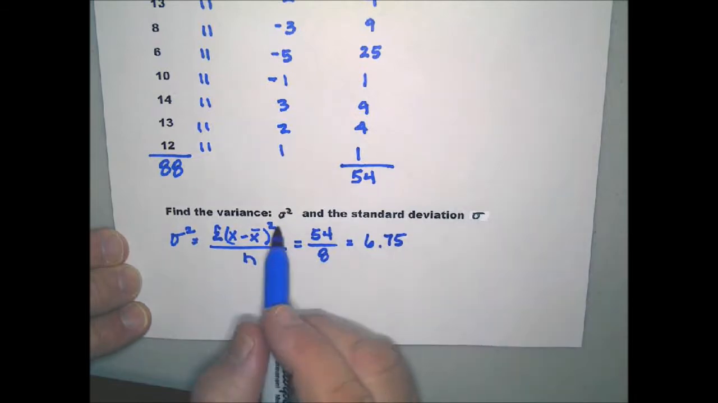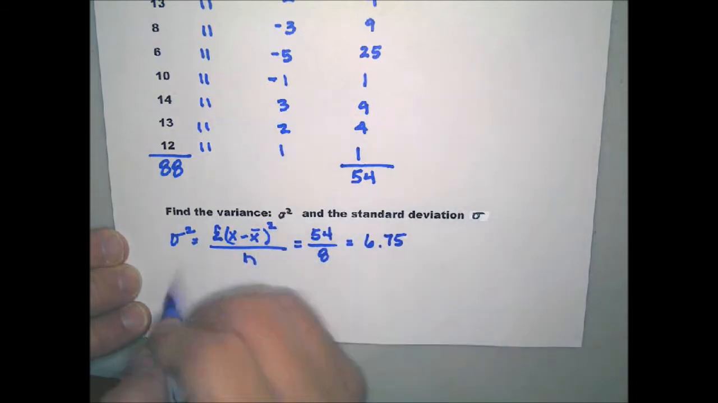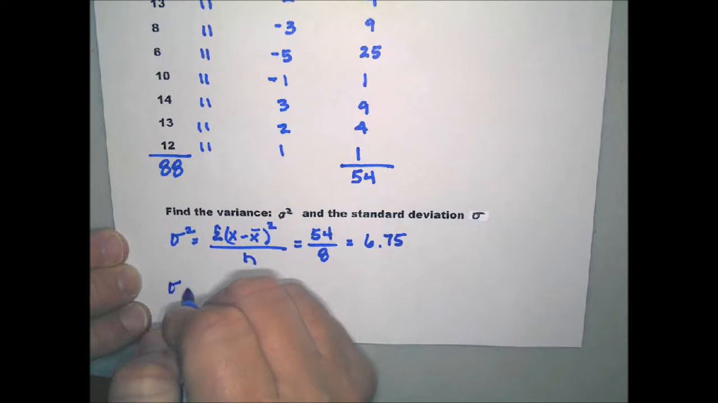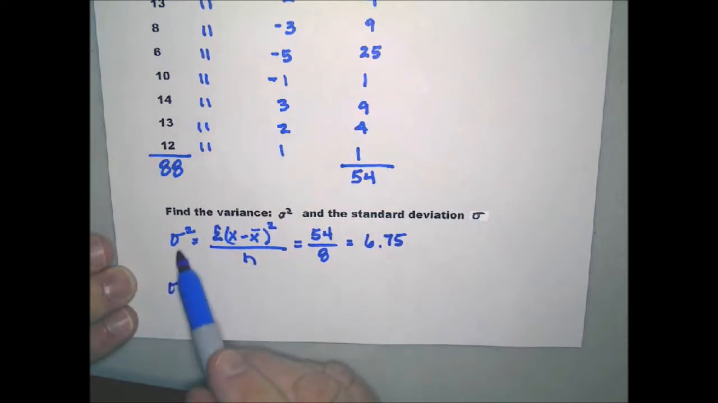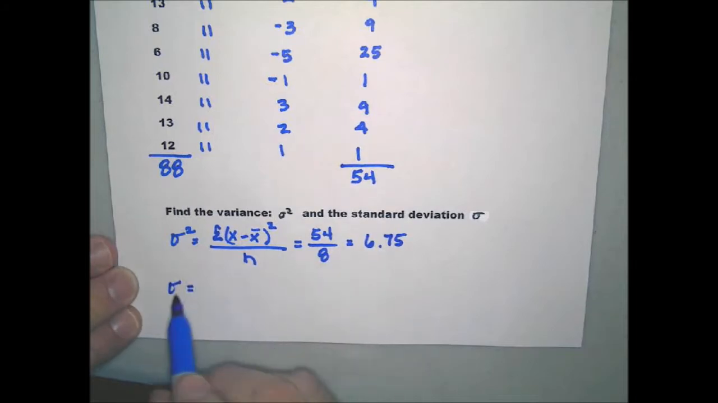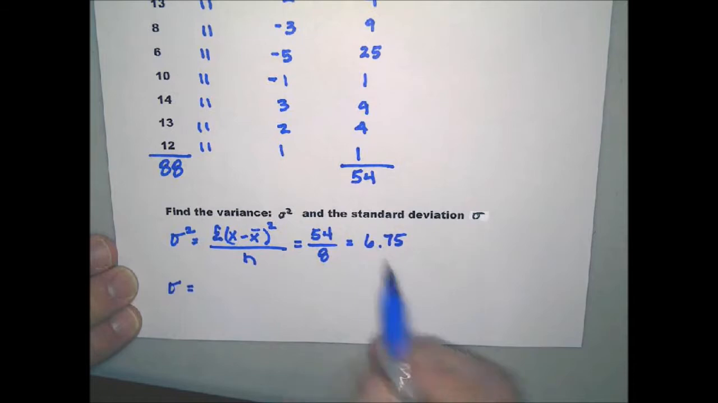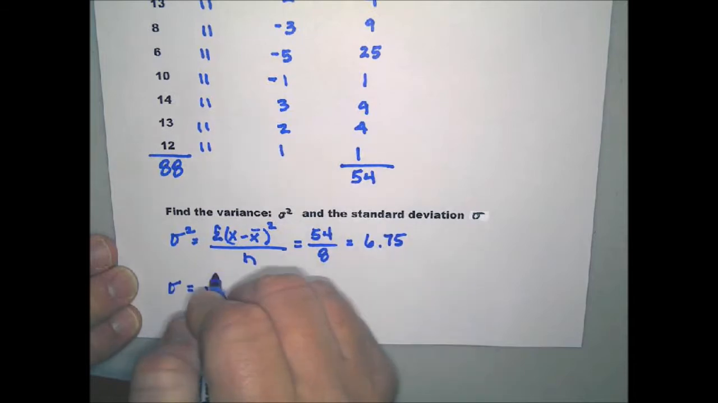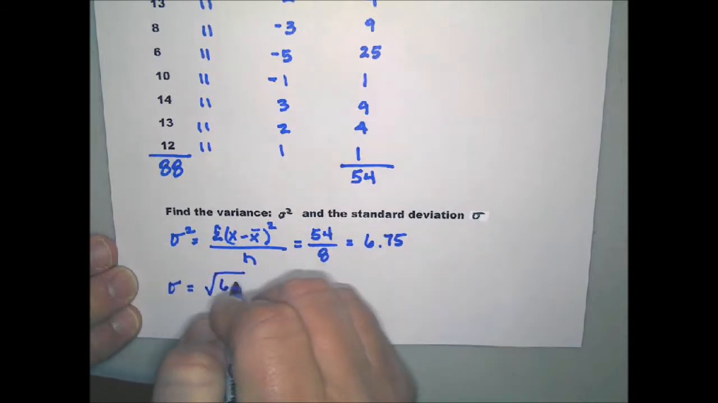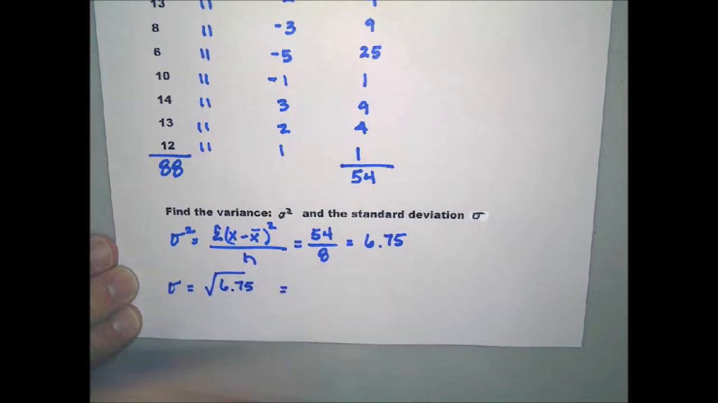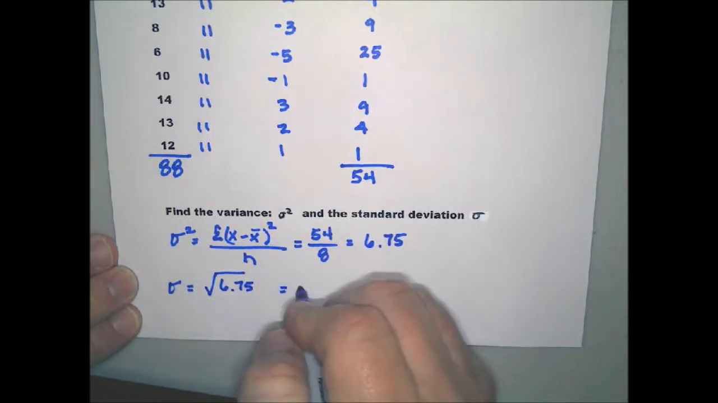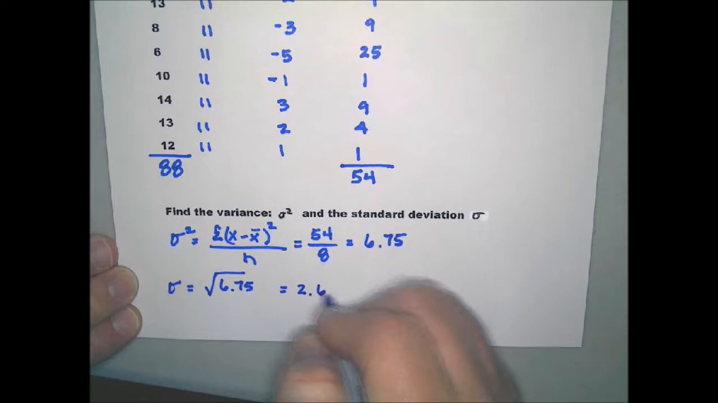And now the next thing is, once you have found the variance, now it's time for the standard deviation. And you can tell the only thing that's different between these two symbols is one has a square and the other one doesn't. So the standard deviation is simply going to be the square root of the variance, and that equals 2.60.